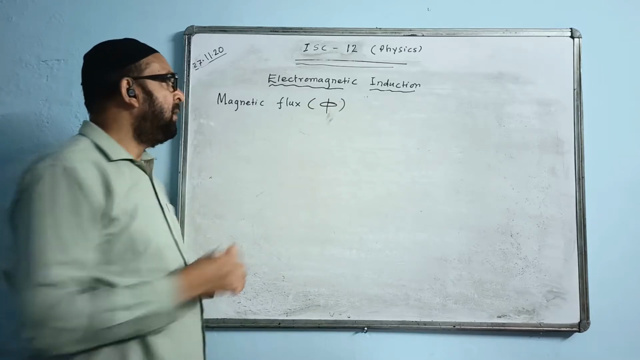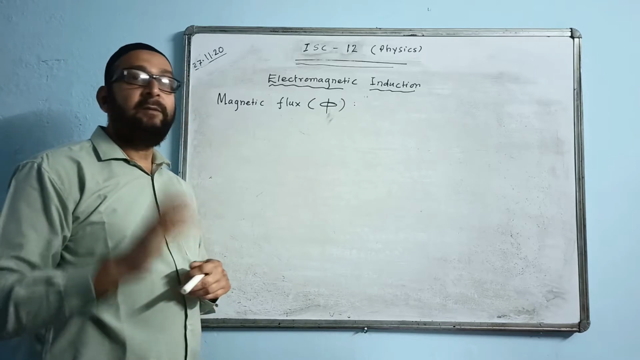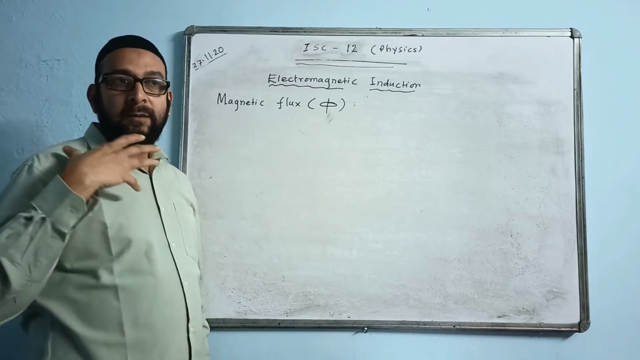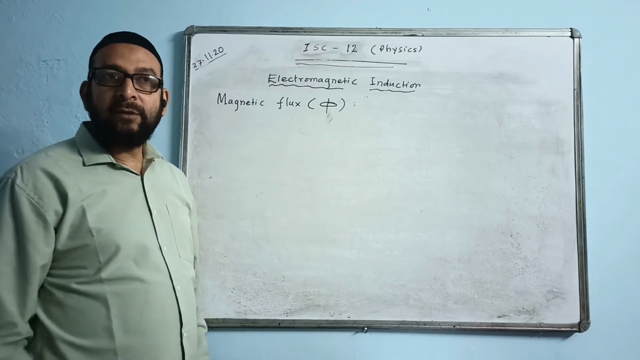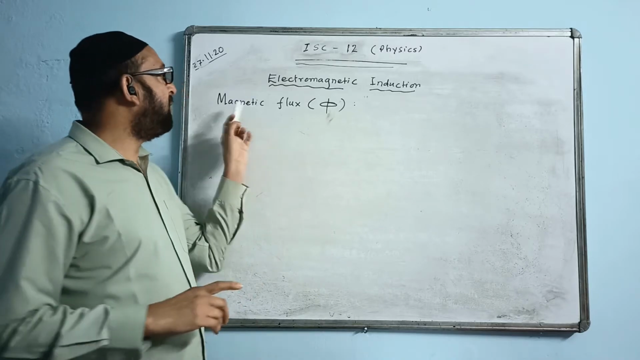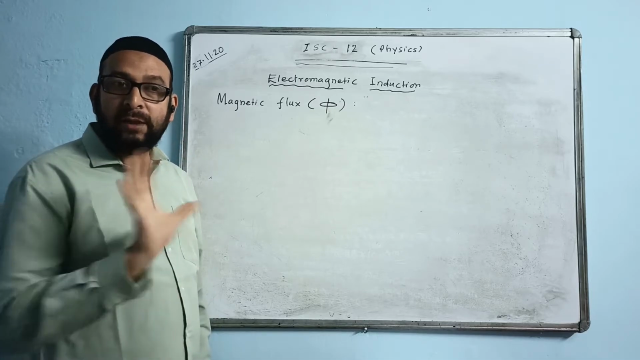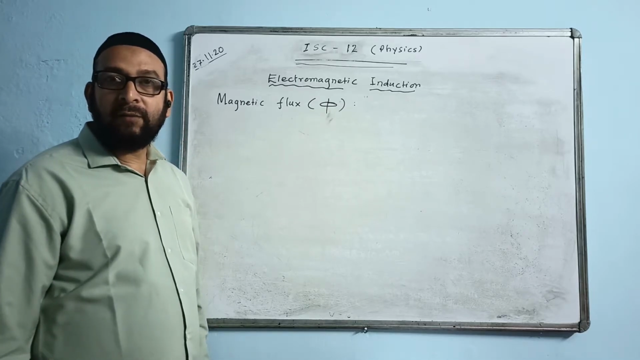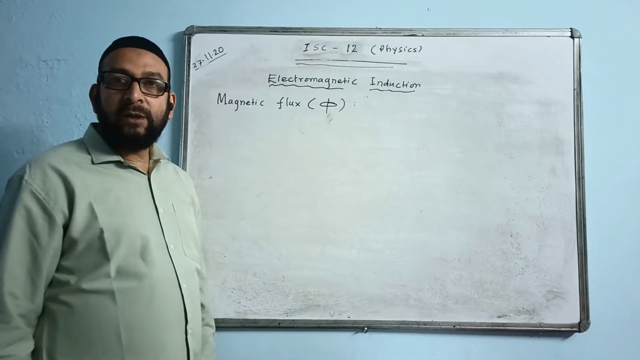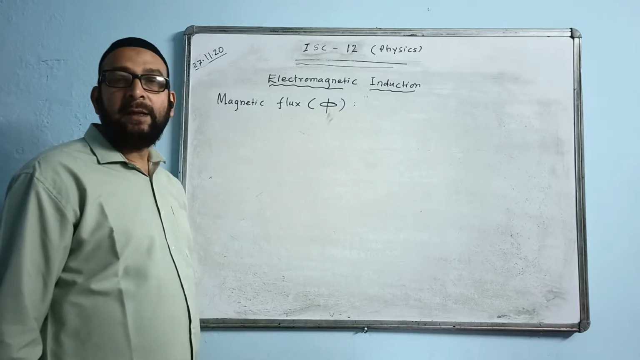In the chapter Gauss theorem I taught this one, and there I said about electric flux. What was electric flux? The electric lines of force passing normally through a surface is called electric flux. Same way we will define magnetic flux. They are the magnetic lines of force passing normally through a surface. You can write: magnetic field lines passing normally through a surface are called magnetic flux.